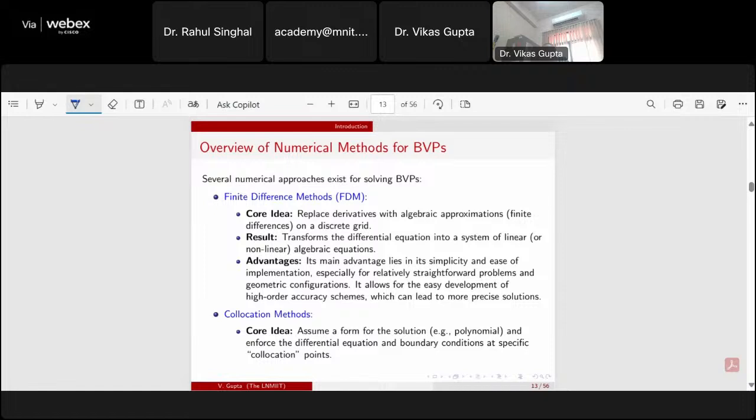In the collocation method, we assume a particular form of the solution. It may be a polynomial function, it may be in the form of trigonometric functions, it may be in the form of exponential functions, and then we enforce that solution to satisfy the differential equation and boundary conditions at specific collocation points. So in collocation methods, again, at the end, we get a system of linear or non-linear equations depending upon whether the problem under discussion is linear or non-linear.